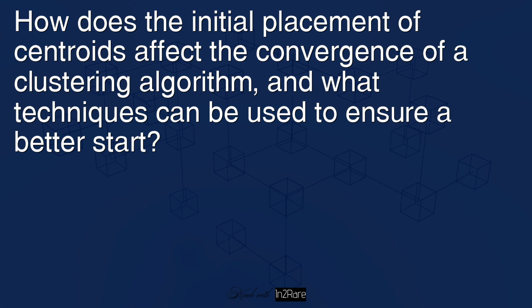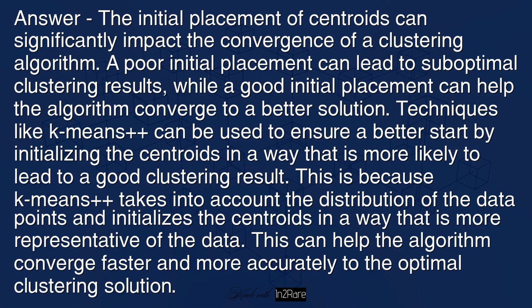How does the initial placement of centroids affect the convergence of a clustering algorithm, and what techniques can be used to ensure a better start? Answer: the initial placement of centroids can significantly impact the convergence of a clustering algorithm. A poor initial placement can lead to suboptimal clustering results, while a good initial placement can help the algorithm converge to a better solution. Techniques like k-means++ can be used to ensure a better start by initializing the centroids in a way that is more likely to lead to a good clustering result.